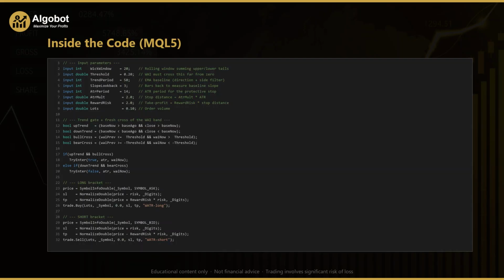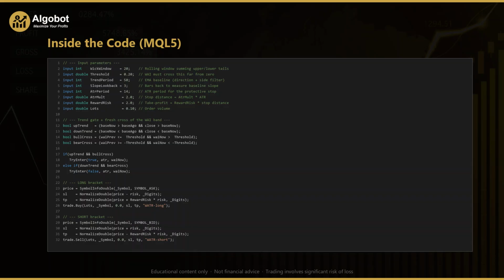Let's look at the actual MetaQuotes language code that runs inside MetaTrader 5. At the top, we have the input parameters. WickWindow sets how many bars of wicks are summed, 20 by default. Threshold is how far the index must cross from 0, 0.20. Trend period is the length of the moving average baseline, and slope lookback is how many bars back we measure its slope. ATR period, ATR multiple, and reward risk shape the protective stop and the take profit, while lots sets the order size. Below that is the decision block.